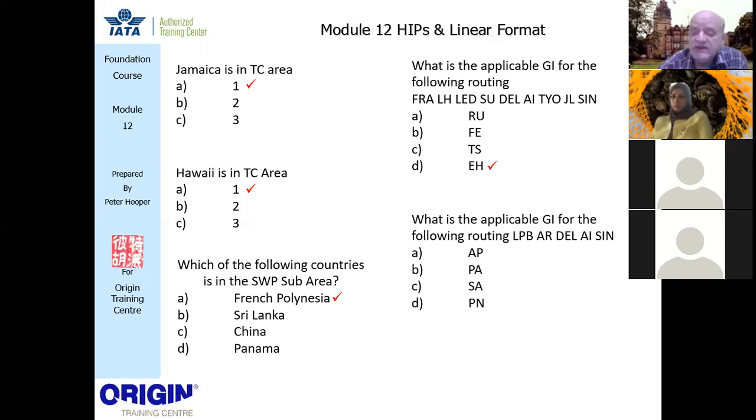PN. What do I need for PN? Traveling Southwest Pacific, South Pacific. South America. Do I have Southwest Pacific anywhere? No. So it has to be PA, because I am crossing an ocean, Pacific. Okay, are we all right on this one? Because we only did this last week, last session.